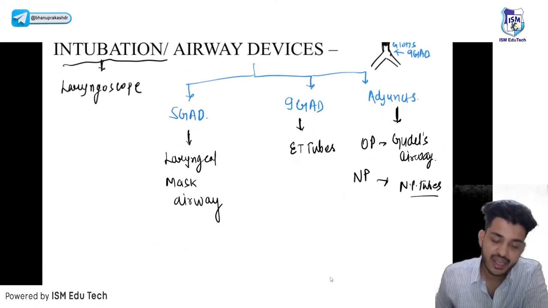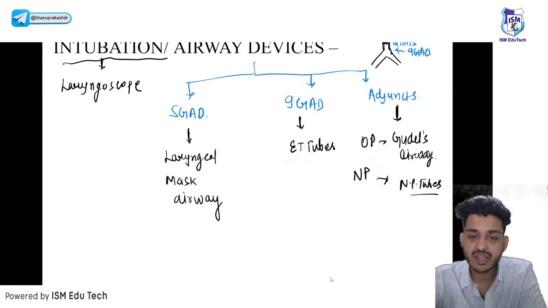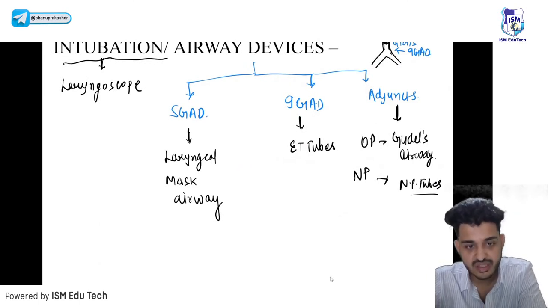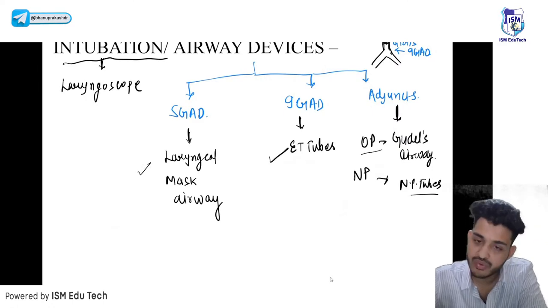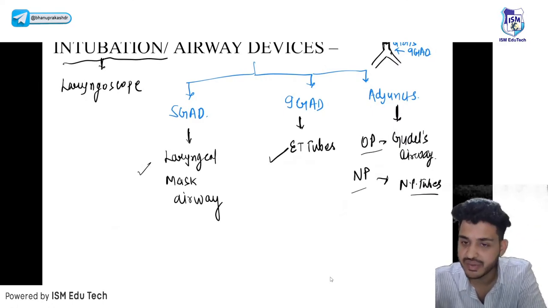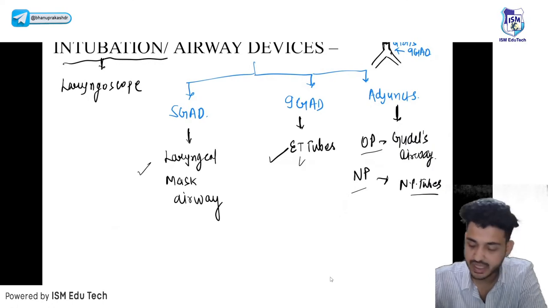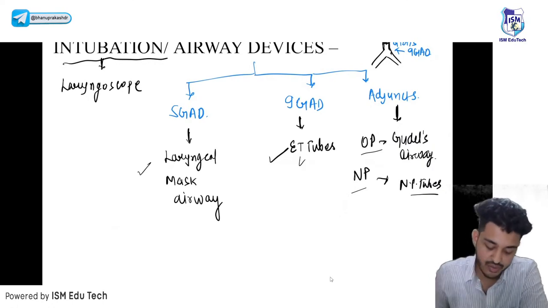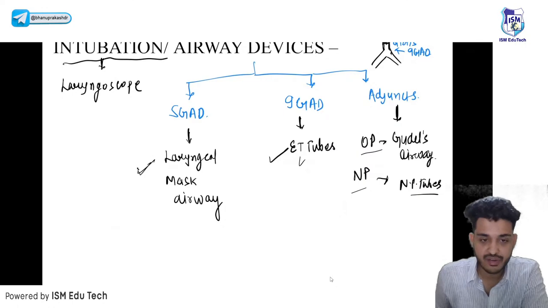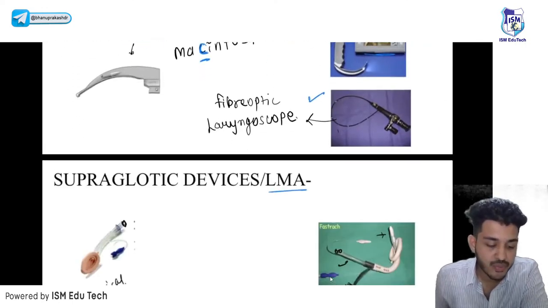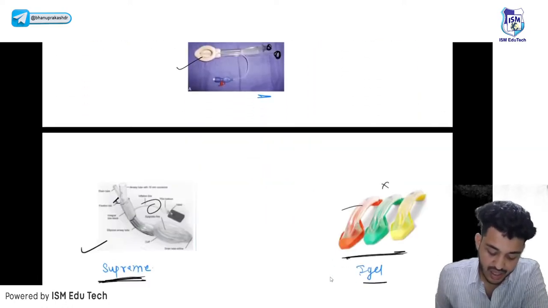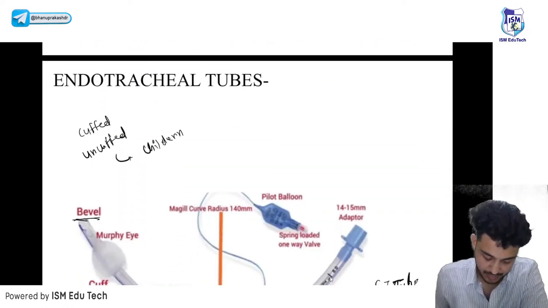Okay, so laryngoscope we have seen. Second thing will be airway devices. We have different kinds of airway devices. First one is your laryngeal mask airway, second one is your ET tubes, third one is your oropharyngeal and nasopharyngeal airway devices. Okay, ET tubes we have seen, laryngeal mask airway also we have seen. Now what we need to do, we need to intubate our patient.